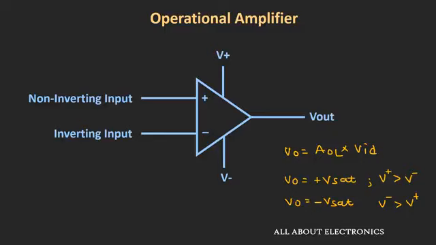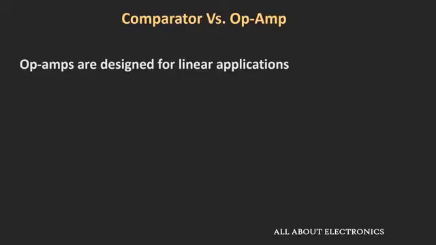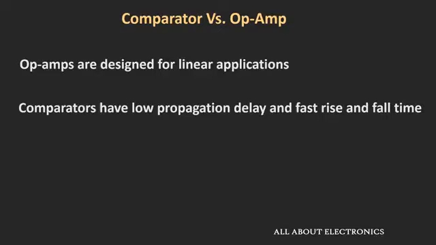But if you observe, there are many comparator ICs available in the market, specifically used as comparators, and there is a reason behind it. The first reason is that op-amps are designed specifically for linear applications. So although an op-amp can be used as a comparator in open loop condition, the response of the op-amp will not be too fast. While comparators have a minimum propagation delay and very fast rise and fall times, because in general the slew rate of a comparator is higher than the slew rate of an op-amp, and that is why comparators have a very fast response.